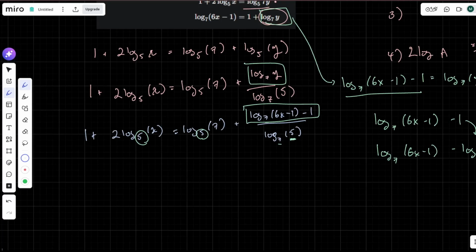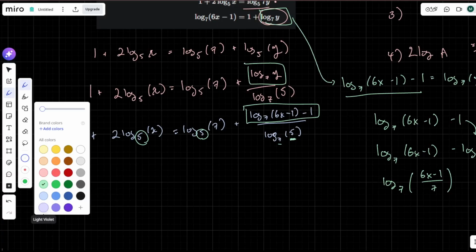Why? Because 7 raised to the power of 1 is 7, and a logarithm has the value of whatever power you have to raise the base to get 7. So we know that we can turn 1 into log base 7 of 7. I could also turn it into log base 10 of 10 or anything like that. Really, any value would work. I can then use my division rule to get this: 6x minus 1 over 7, one logarithm. And this, I'll just plug this back in. We're going to come back over here.